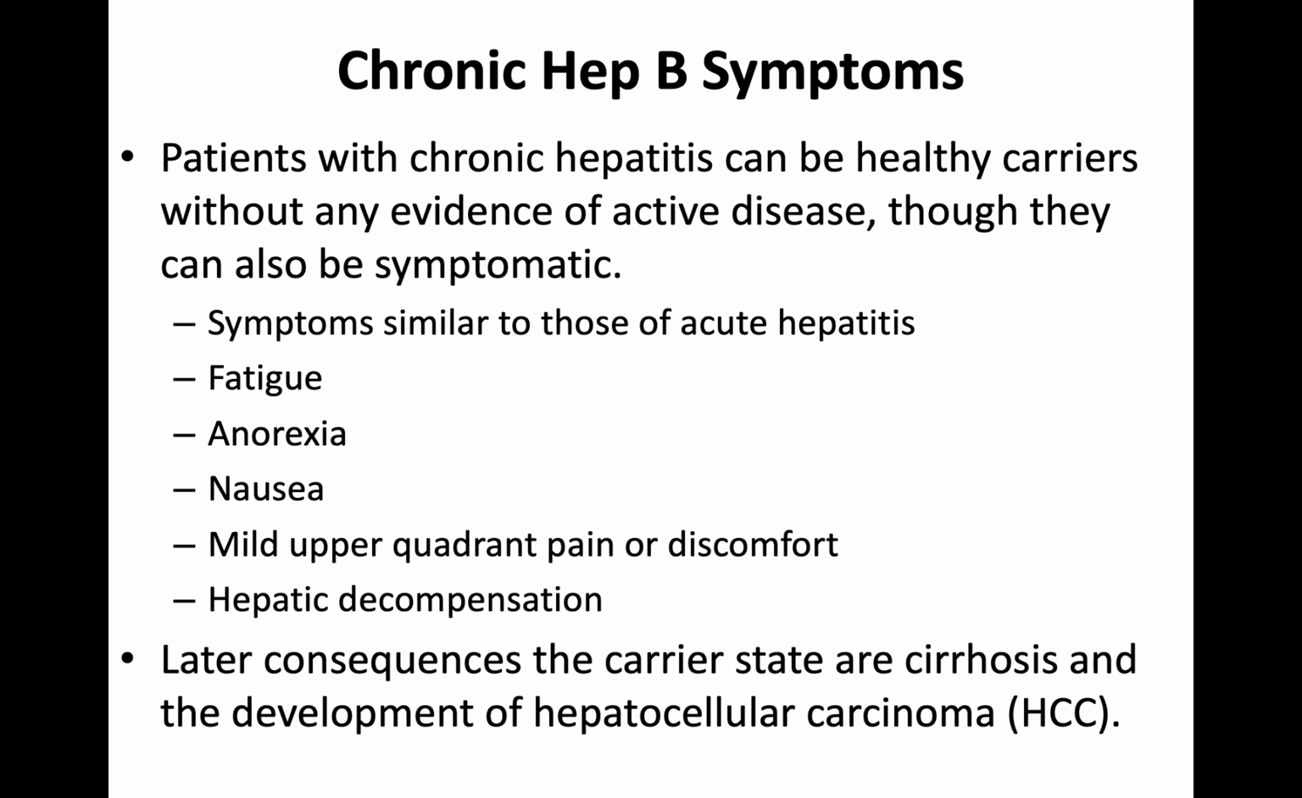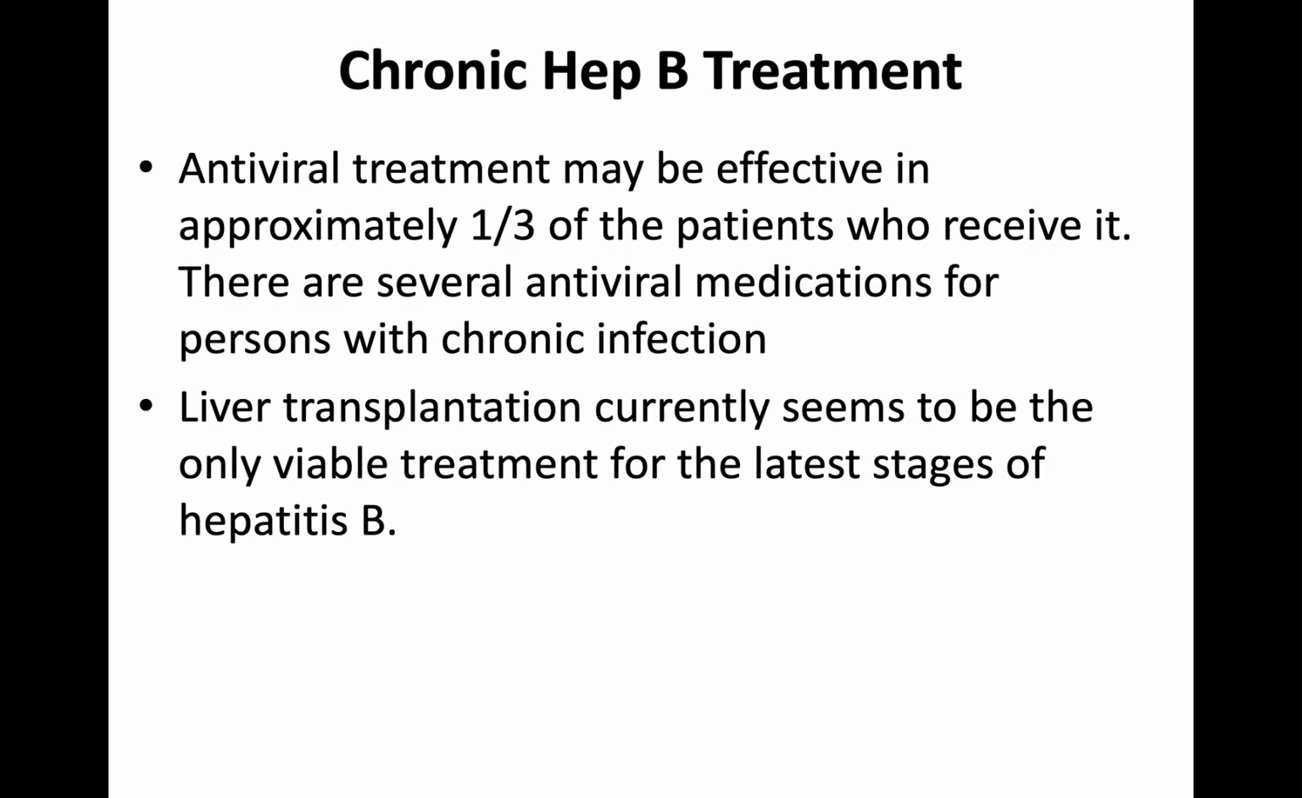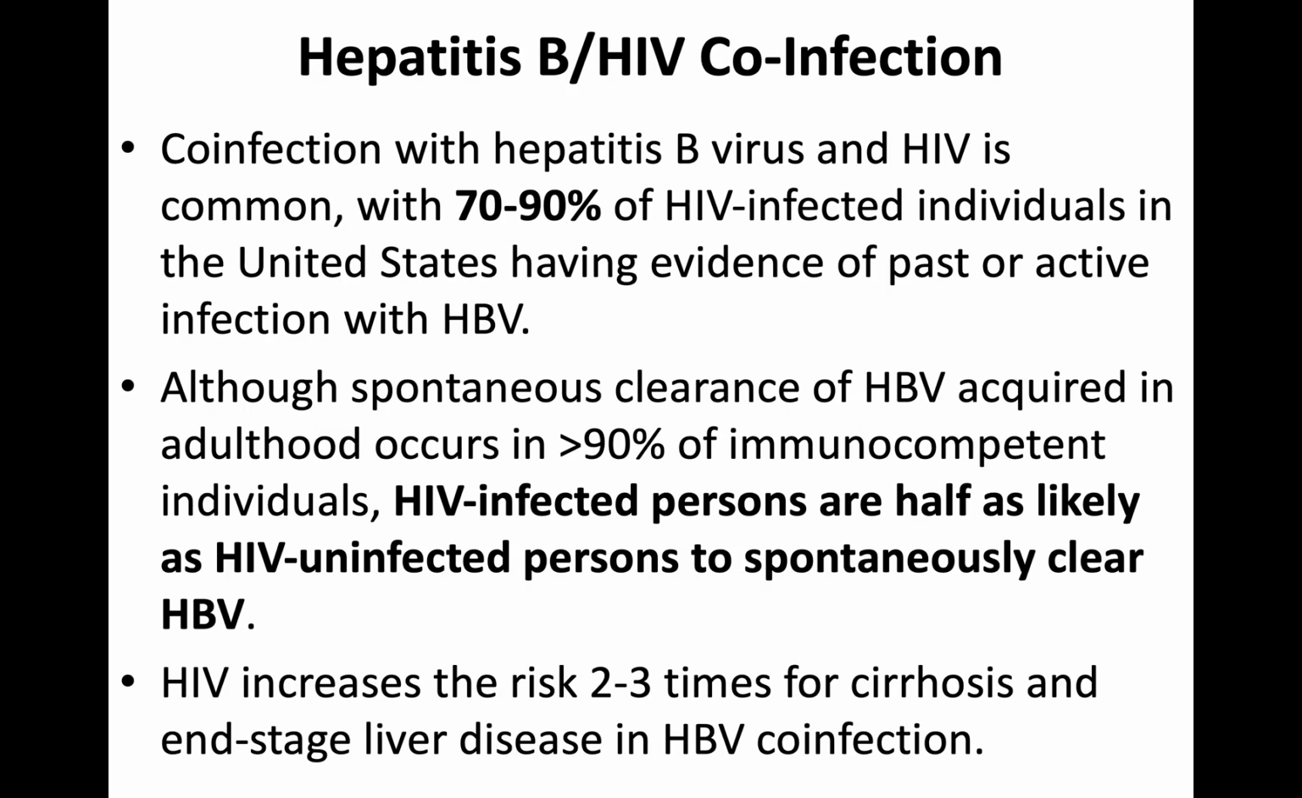So chronic hep B symptoms are very similar to chronic hep C symptoms: fatigue, anorexia, nausea, right upper quadrant pain, hepatic decompensation leading to the encephalopathy, and eventually development of cirrhosis and or liver cancer, which is hepatocellular carcinoma. Antiviral treatment for people with chronic hep B is available, but it's not overwhelmingly effective. So unlike the new advances in the hepatitis C treatment, which we will talk about, liver transplantation is really the only viable option for people in the latest stages.